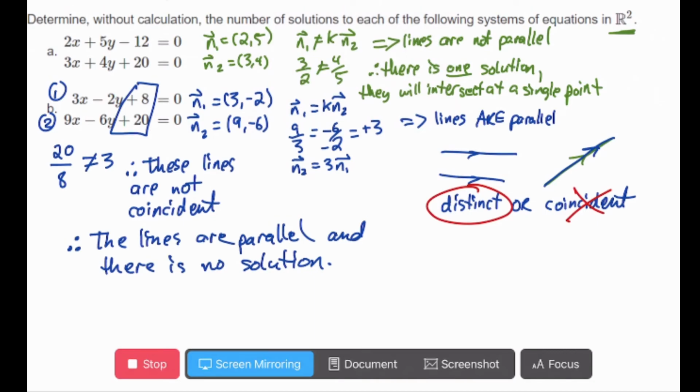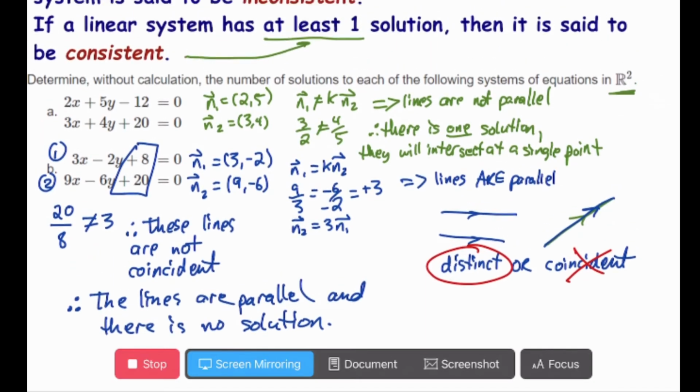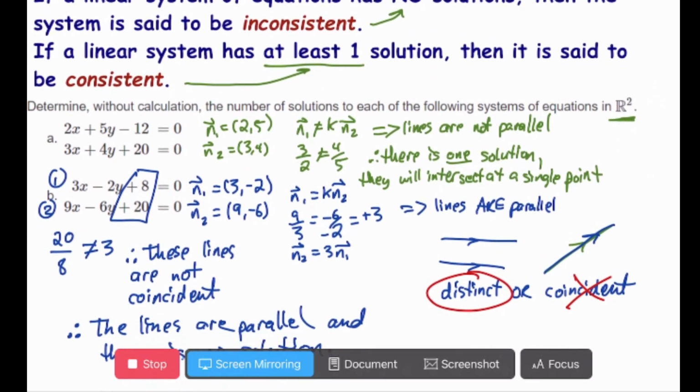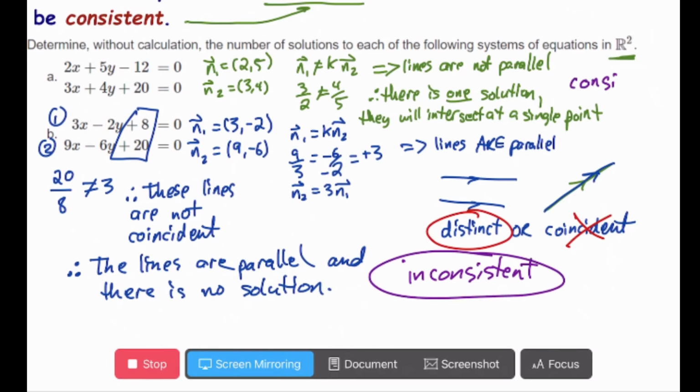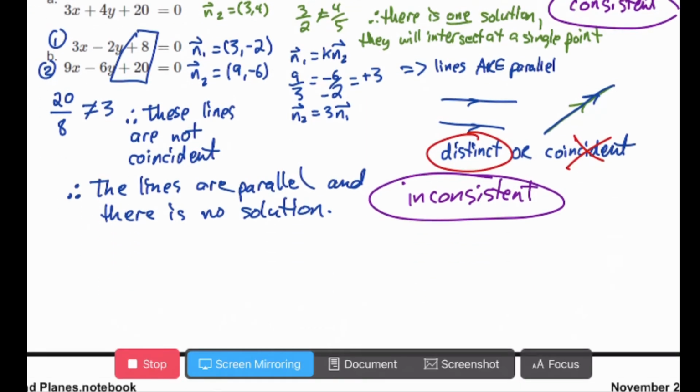Let's add one final label before we move on. We said previously, if a linear system has no solutions, it's said to be inconsistent. We have no solutions here, so this is inconsistent. If it has at least one solution, then it is consistent. So let's just keep those terms in mind as we keep working.